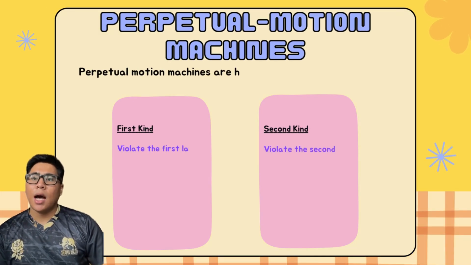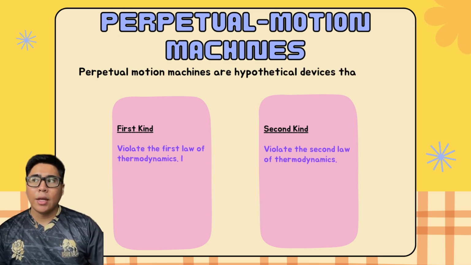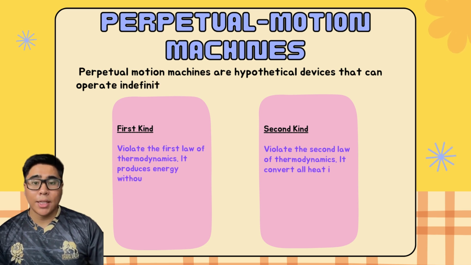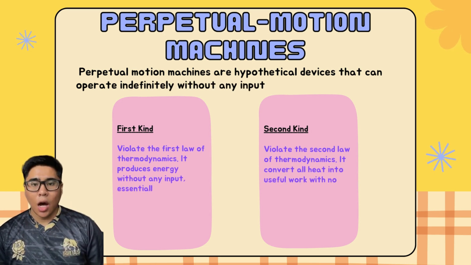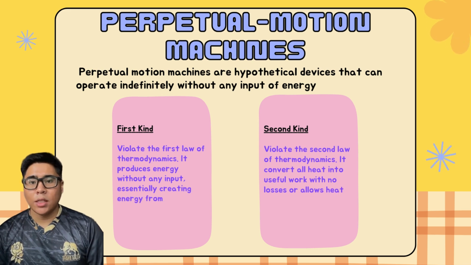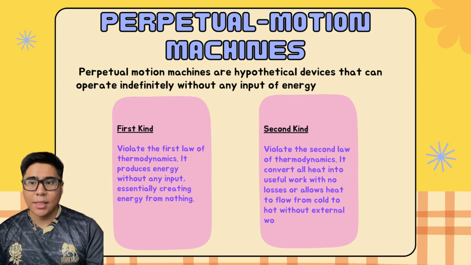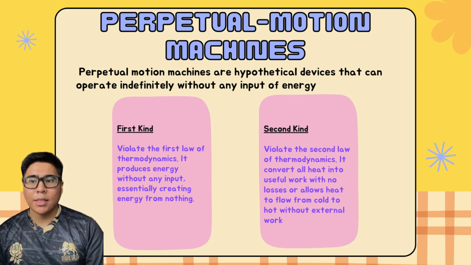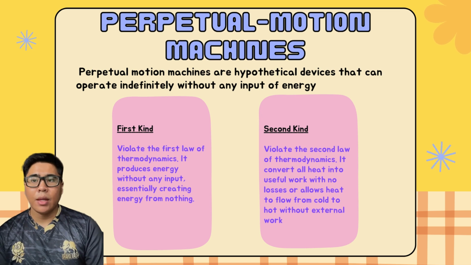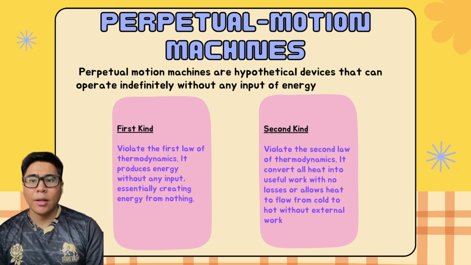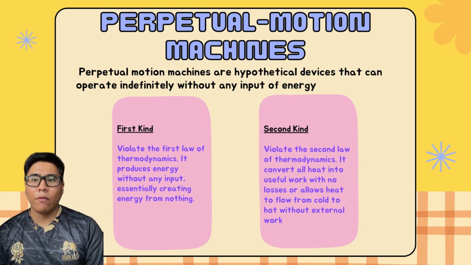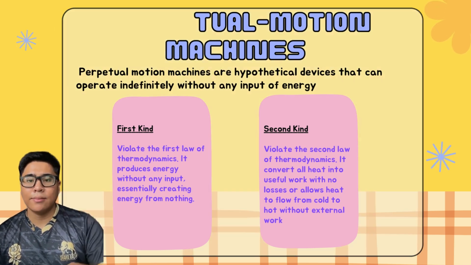Next, let's go through perpetual motion machines. Perpetual motion machines are hypothetical devices that can operate indefinitely without any input of energy. There are two categories of perpetual motion machines which violate the laws of thermodynamics. The perpetual motion machine of the first kind violates the first law of thermodynamics. It produces energy without any input, essentially creating energy from nothing. The perpetual motion machine of the second kind violates the second law of thermodynamics. It converts all heat into useful work with no loss, or allows heat to flow from cold to hot without any external work.